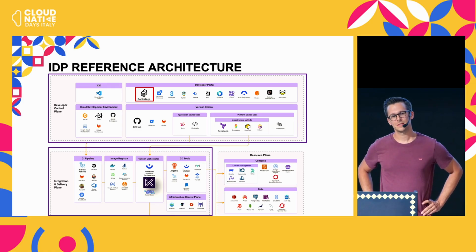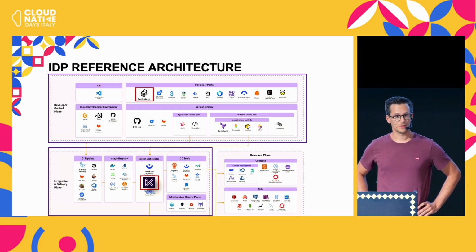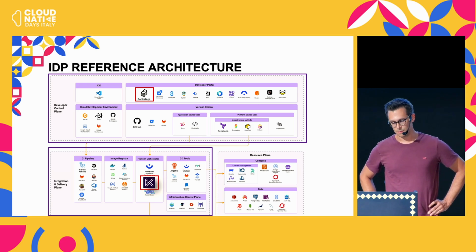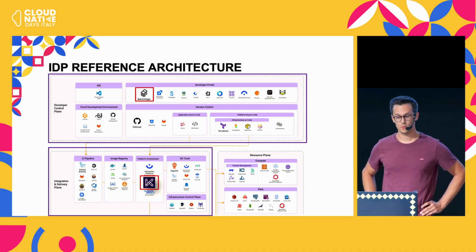So when we talk about Backstage later on, you already know that this is a tool the developers will interact with. And we also have Kratix here, the other tool we want to talk about today. This is living in the orchestrator section, or platform orchestrator section. This is where you are defining your APIs, which the developers later on will use.